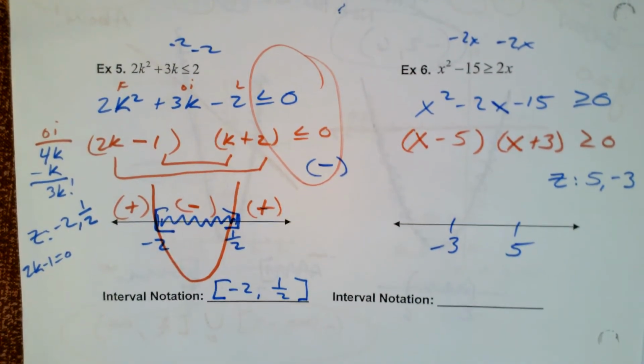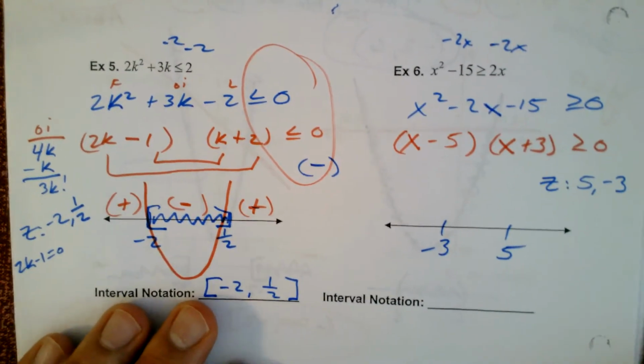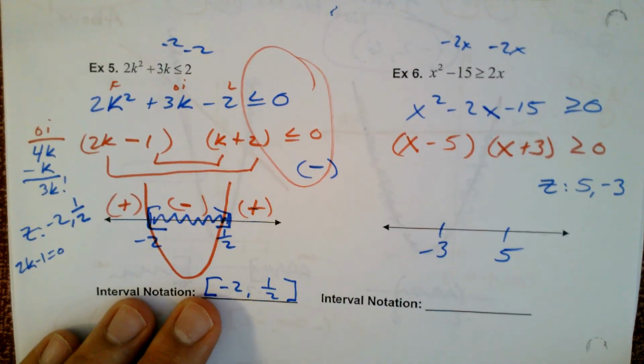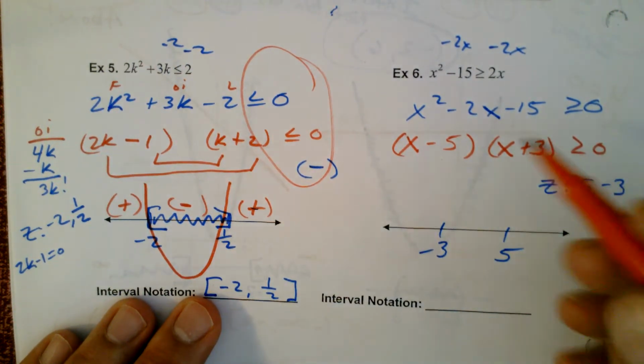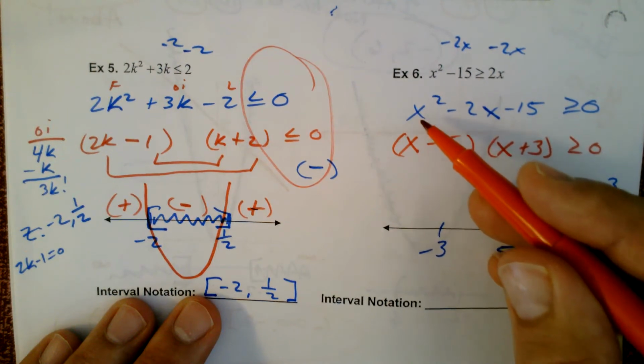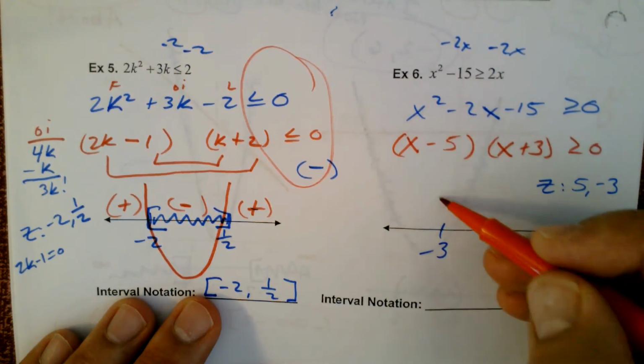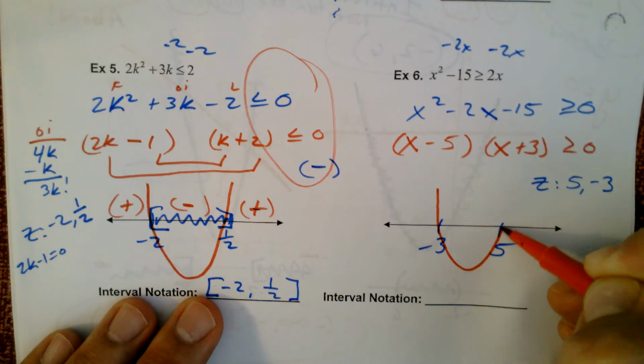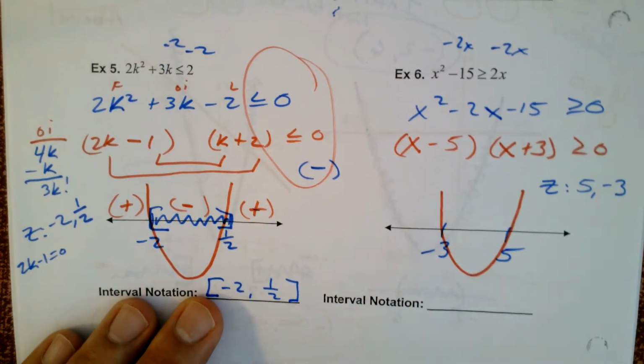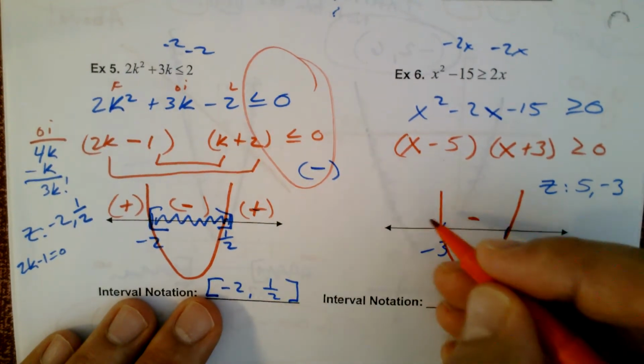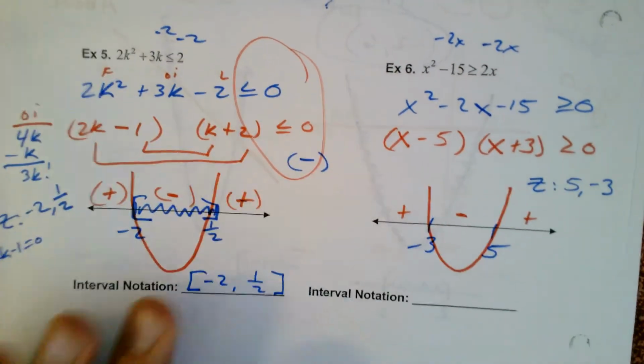Okay, smiley face or frowny face? What type of quadratic are you getting? What is this graph going to look like? How do you know? Smiley face, because this coefficient is positive. So I would make a smiley face here. And now this is the minus region, where it's below the x-axis. And this is the side where it's above.